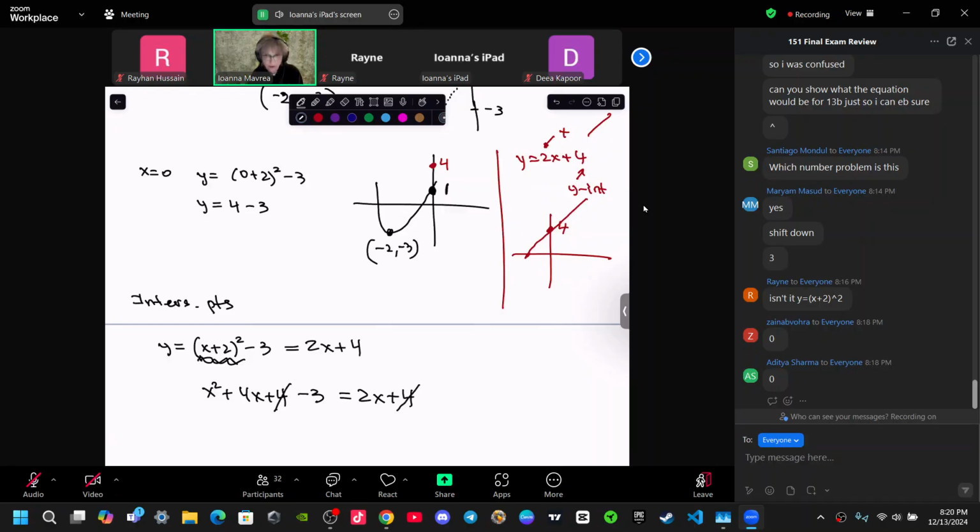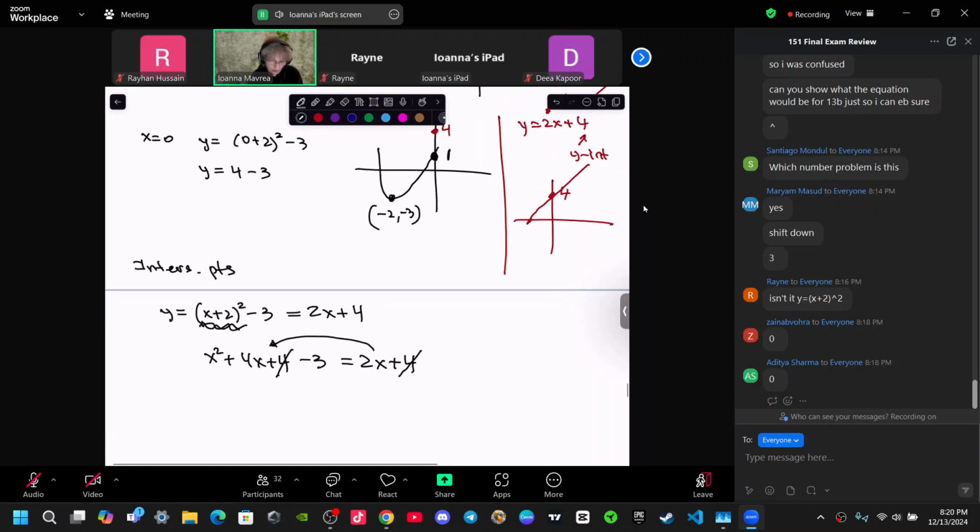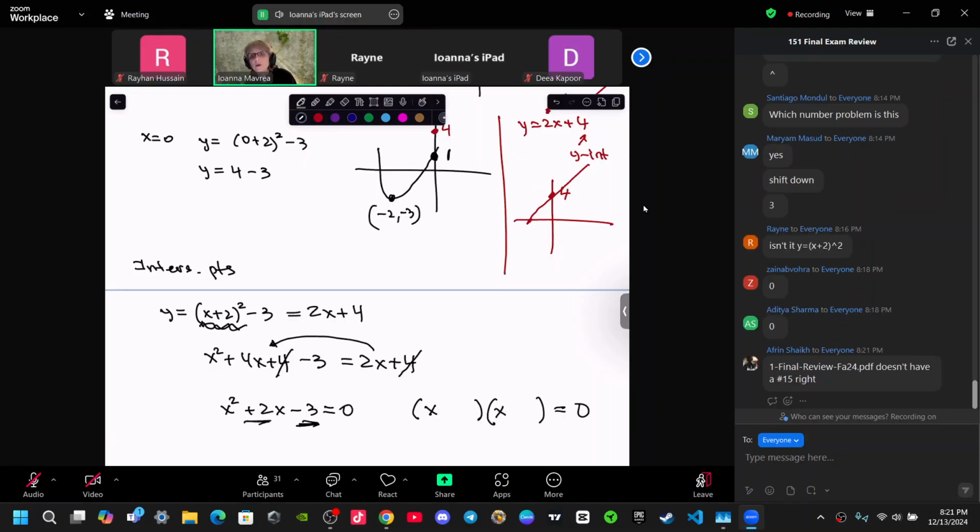So I can cancel the 4's. Bring everything together. So I have x squared plus 4 minus 2x's, so that's plus 2x. Minus 3 is equal to 0. I'm hoping this thing factors. So I want two numbers whose product is negative 3. So one's positive, one's negative. But when you add them up, you end up with a positive 2.